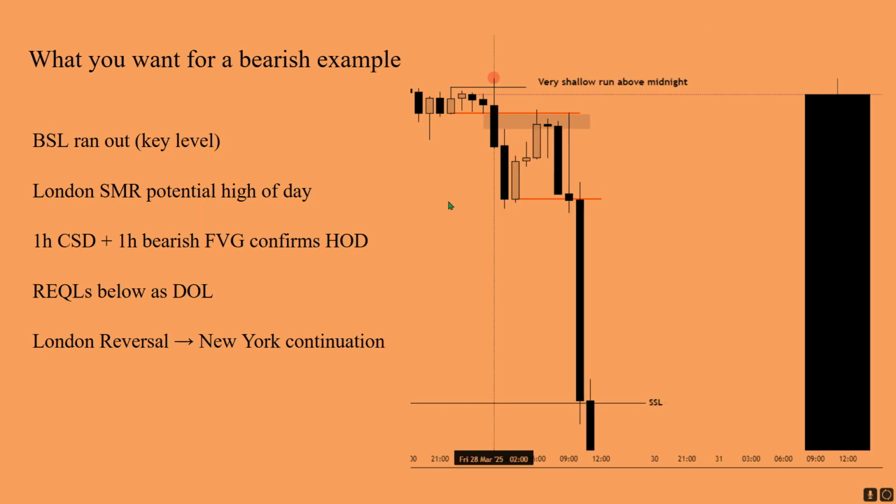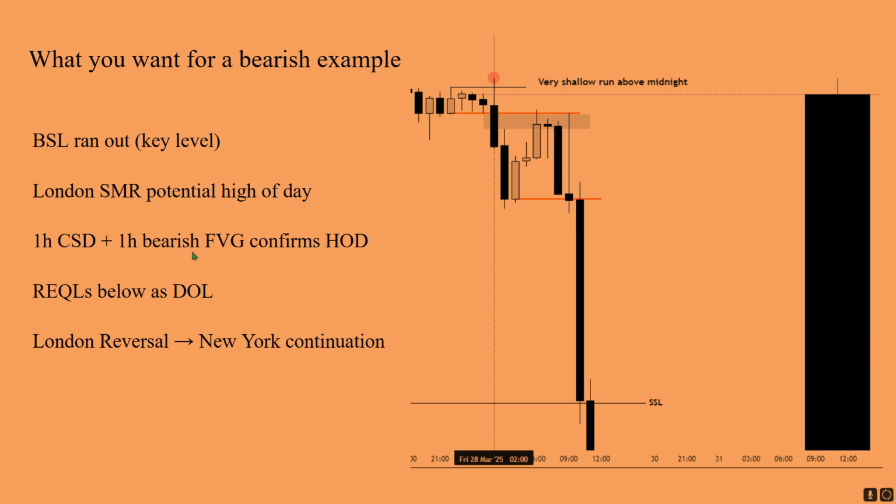So this is what you do want to be seeing. You want to have a key level being met. So in this case, it's just a buy side liquidity pool. This is the hourly chart, by the way. You have a London smart money reversal, or SMR, which is the potential high of day. And you can see here's that liquidity pool up here. Midnight opening price, very shallow run above midnight.